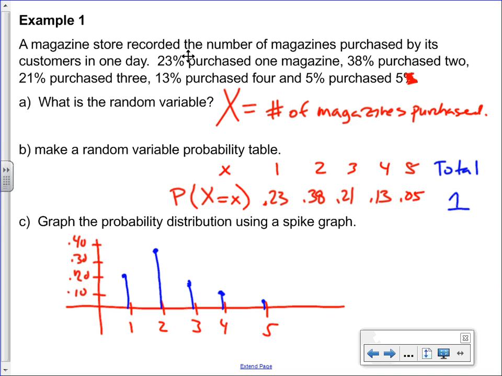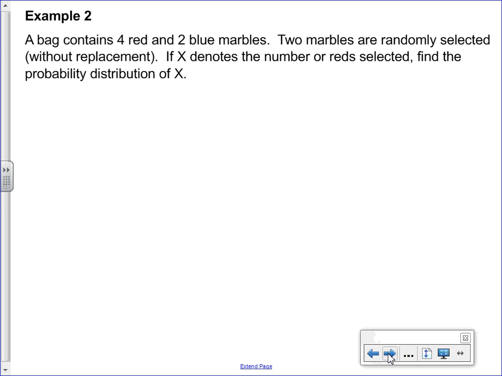Okay. So let's connect this to another example. A bag contains 4 red marbles, 2 marbles total... 6 total. Two marbles are randomly selected without replacement, which is key. If x is the number of reds selected, find the probability distribution of x. It would help to draw the, I can't remember what it's called.